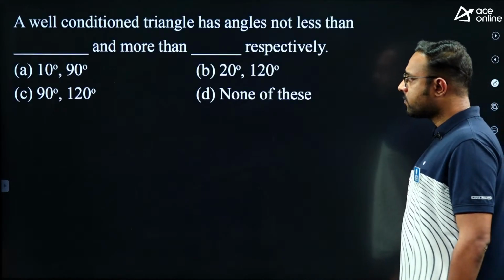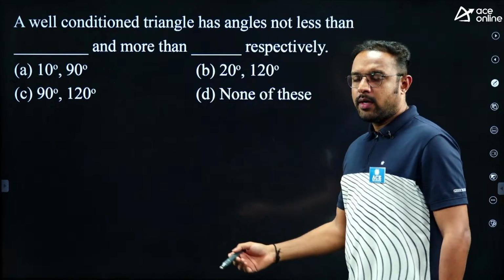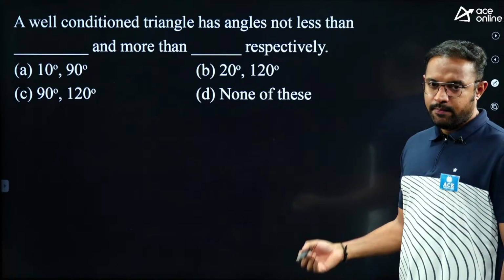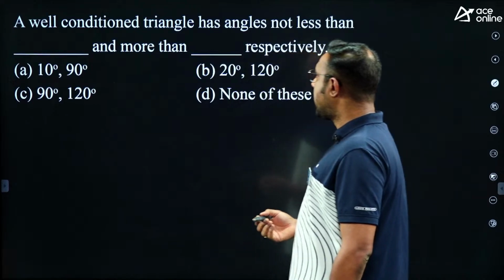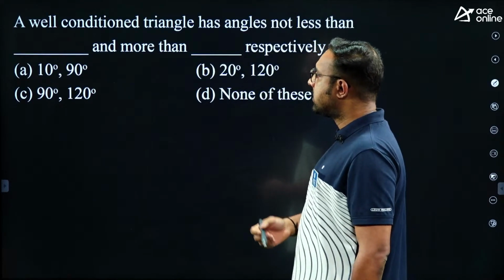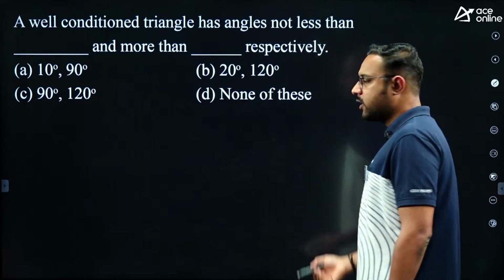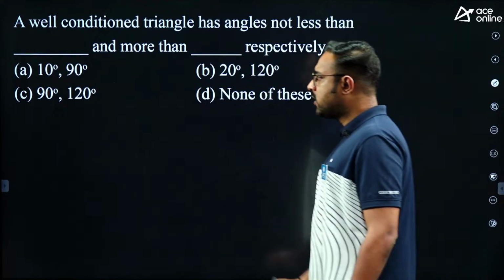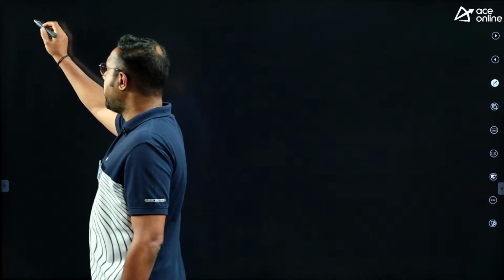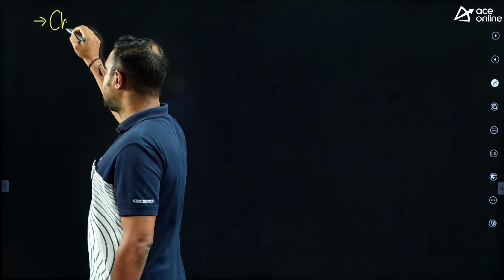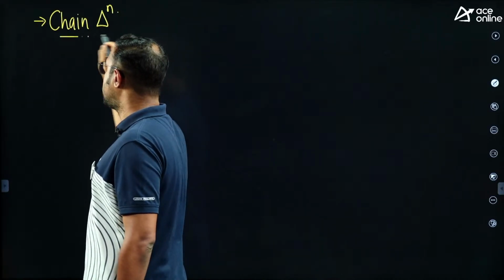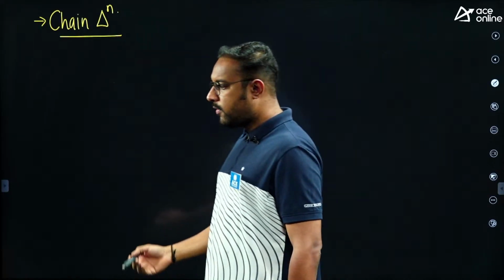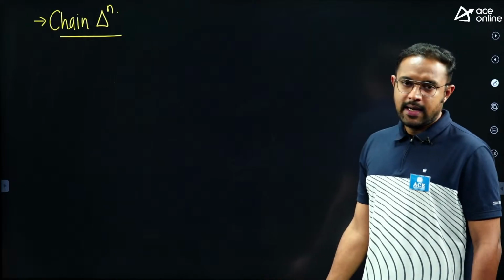Right, next up, you look at this. This is a very important principle of our chain surveying. Okay, let us read the question and discuss further. A well-conditioned triangle has angles not less than dash and not more than dash respectively. So, what is the principle of chain surveying? You see, the principle of chain surveying is what we call chain triangulation. I am writing in short letters, okay. What is the principle of chain surveying? It is nothing but chain triangulation.